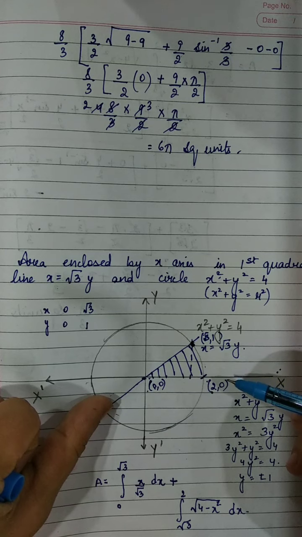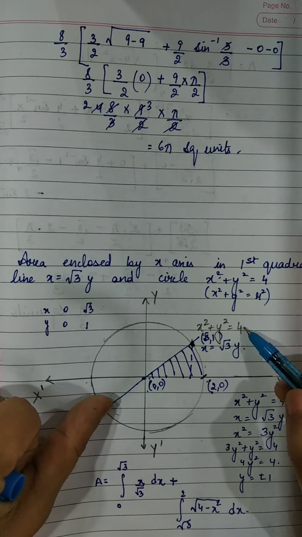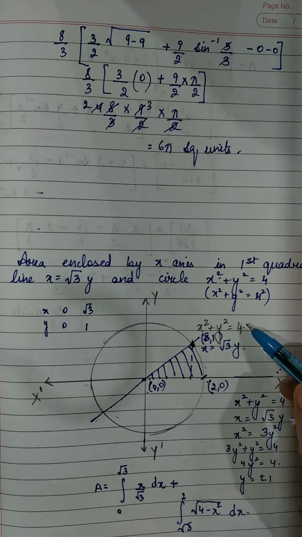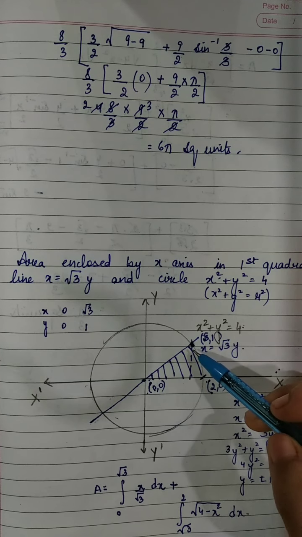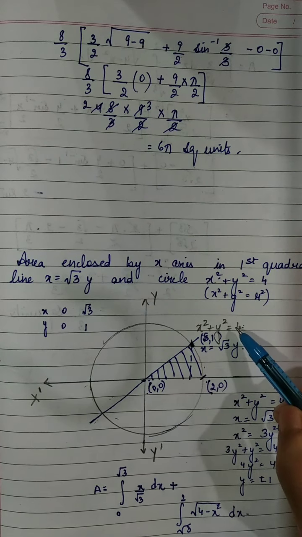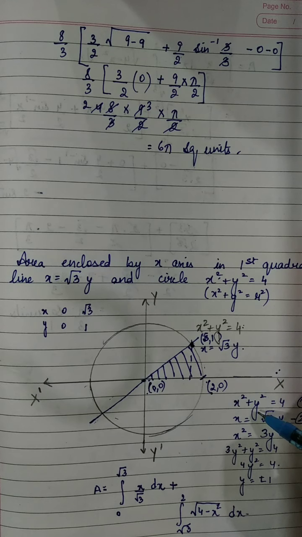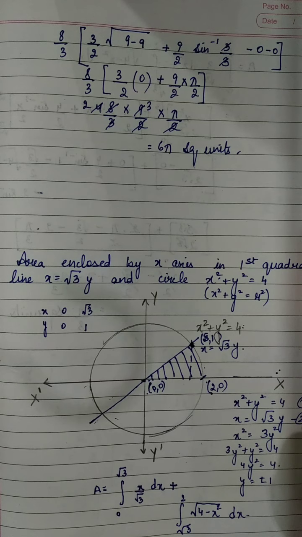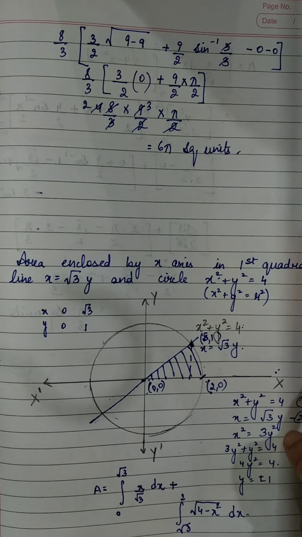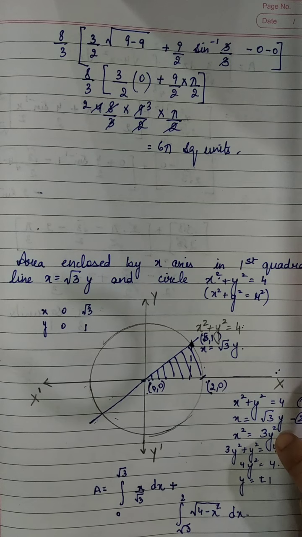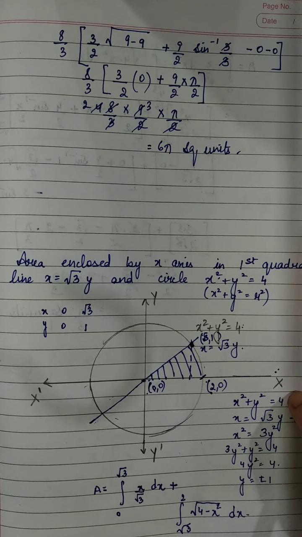How do we find the point of intersection? We have two given equations, and we'll solve them simultaneously. We take the equation of the circle, x square plus y square is equal to 4, and x is equal to root 3 y, the equation of the line. If I take the second equation and square both sides, this becomes x square is equal to 3y square.